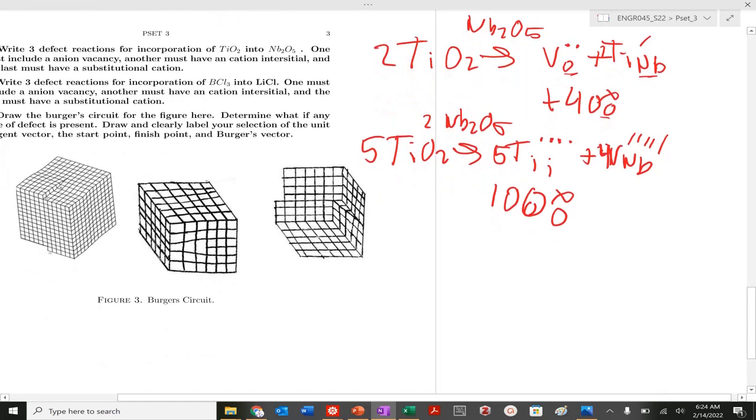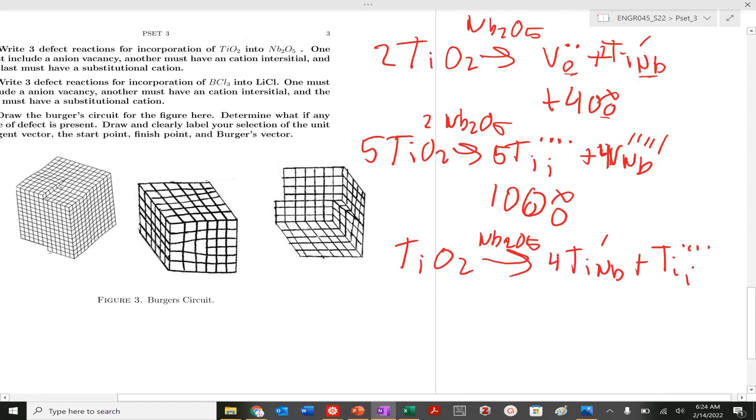And then finally, substitutional cation. We'll do the same thing over here, TiO2 into Nb2O5. So Ti on Nb, just that one dash. Plus, what else can we do here? Let's put a Ti interstitial, 4 plus. I'm going to do 4 of these, so I'm going to have 5. Actually, I think I just did that. Oh, no, this is different. 5 oxygen, 4 Nb, so I need 2 here, so I'm going to have 10 oxygen. And that's it.